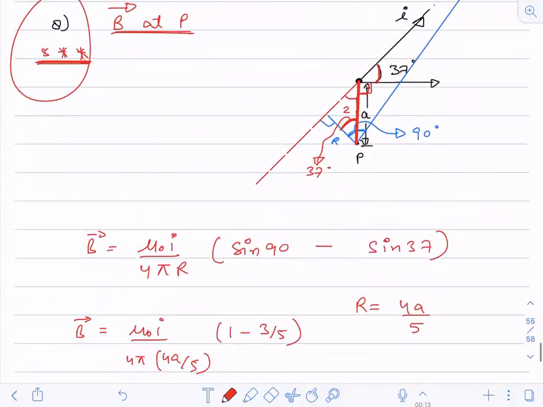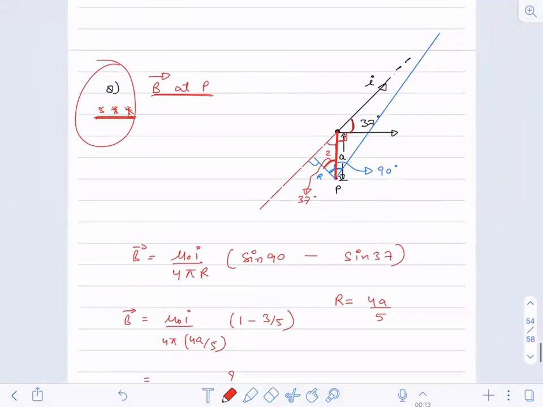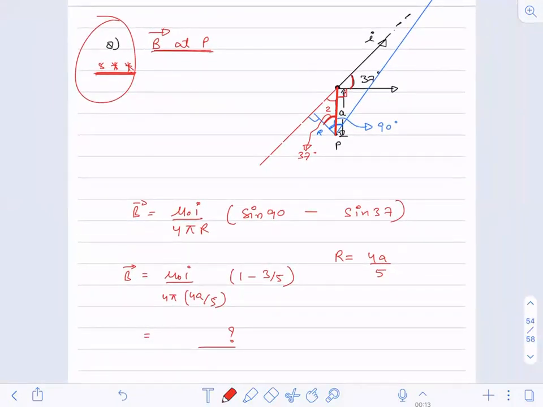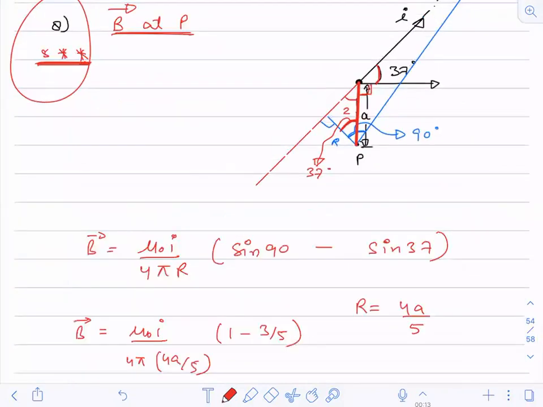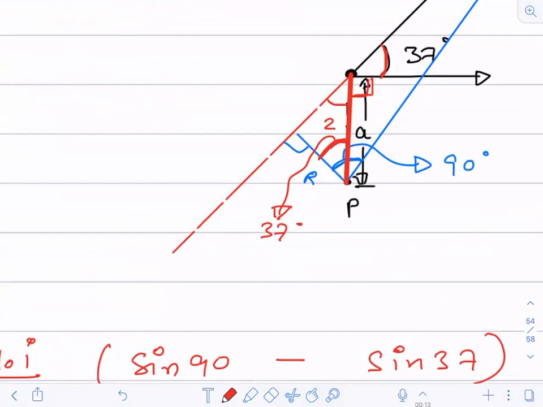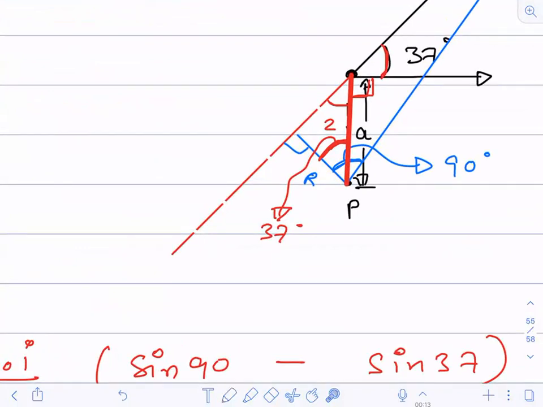So now you take screenshots of the slide. How did you get 4a by 5? Okay, just see this triangle. I'm taking this triangle out. It is somewhat like this: this is point P, this is distance A, this is 90 degrees, this is R, and this angle is 37 degrees. So what is cos of 37 now?